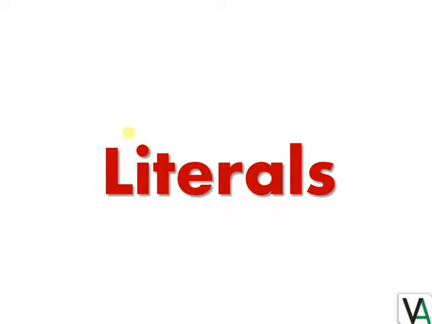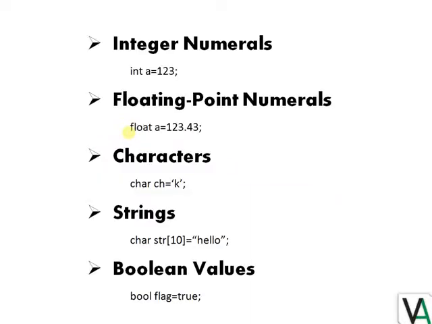Different kinds of data can be processed or manipulated in a C++ program, so we have different types of literals. Those are integer numerals: here int a is an integer variable, so 123 is an integer numeral. Floating point numerals: float a is a floating point variable, so 123.43 is a floating point numeral. Characters: char ch is a character type variable, so 'k' is a character over here. char str[10] is a string variable, meaning it will have 10 characters, so "hello" is a string.